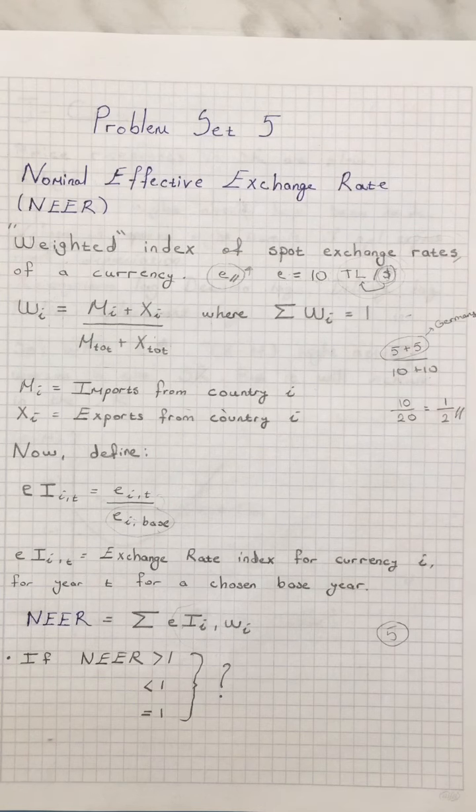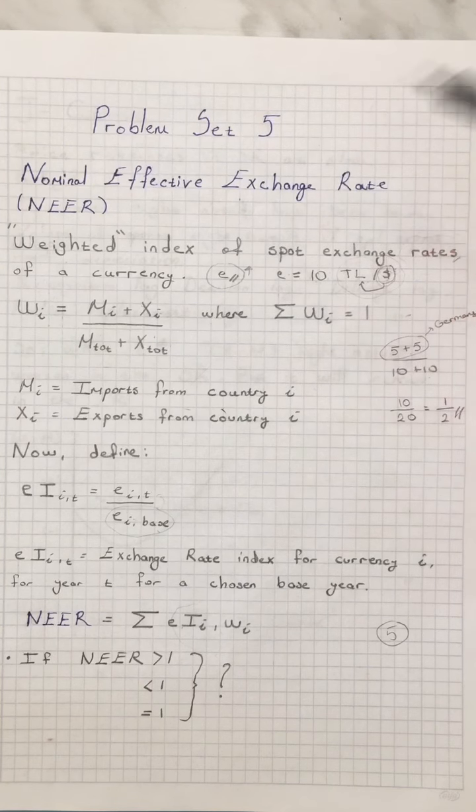In the nominal effective exchange rate, we don't consider just one exchange rate market like the Turkish lira and dollar market, but we consider all of the exchange rates in the world. So we consider the yen-Turkish lira exchange rate or the euro-Turkish lira exchange rate. We put all of them into a basket and see if our currency is depreciating in general terms, because our currency may be depreciating against the dollar or euro, but it might be appreciating against the yen.